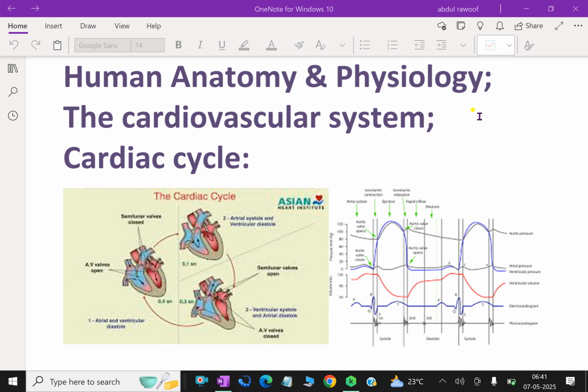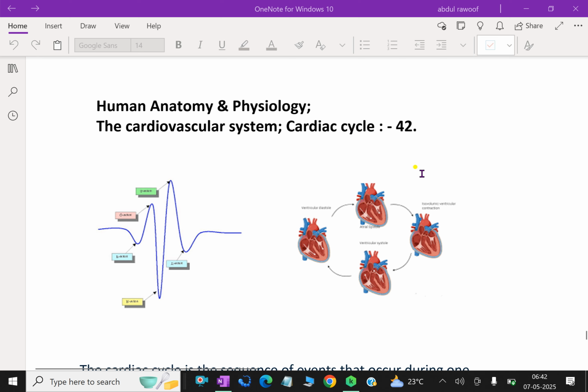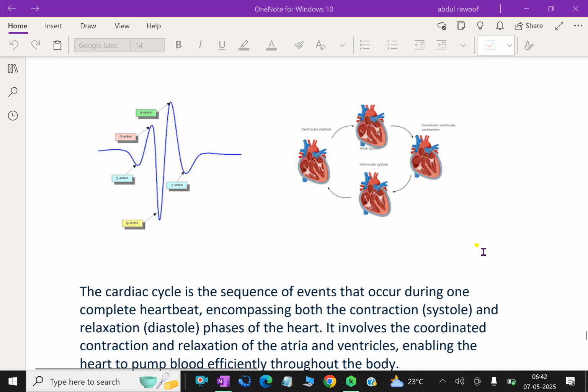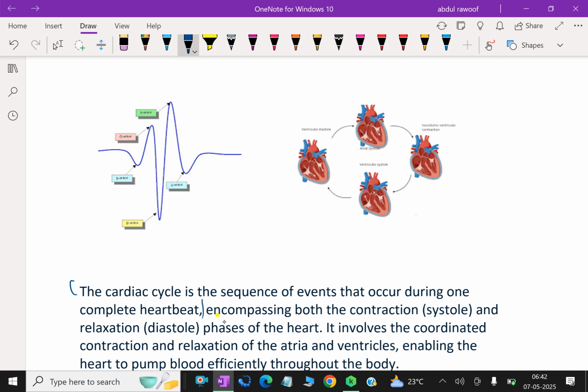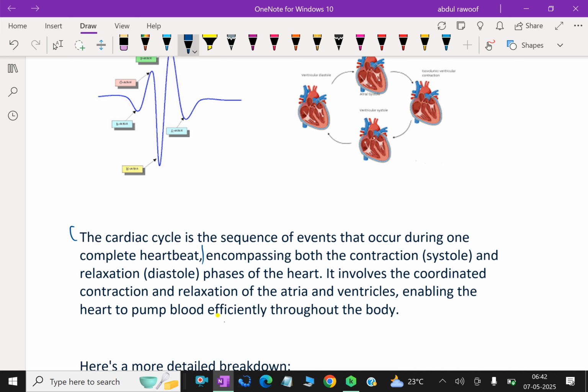Now, let us discuss further about these topics. What is the cardiac cycle? Look here, this is a cardiac cycle. The cardiac cycle is the sequence of events that occur during one complete heartbeat, encompassing both the contraction (systole) and relaxation (diastole) phases of the heart. It involves the coordinated contraction and relaxation of the atria and ventricles, enabling the heart to pump blood efficiently throughout the body.